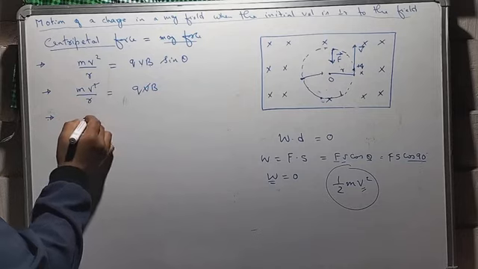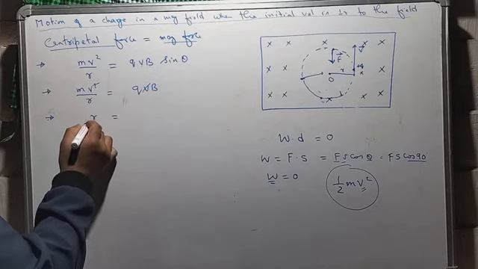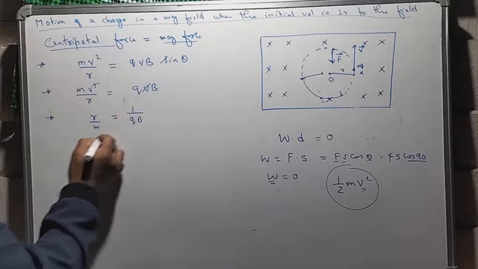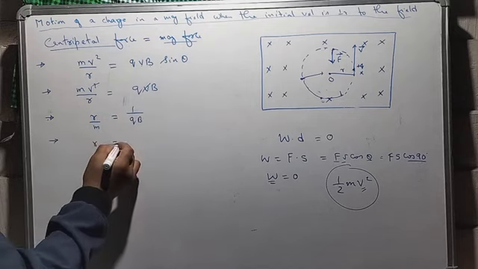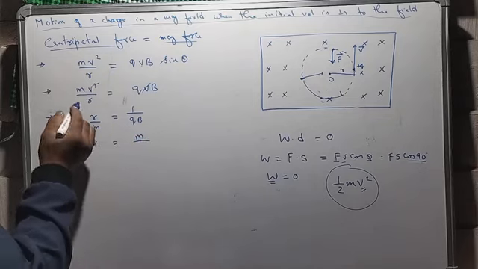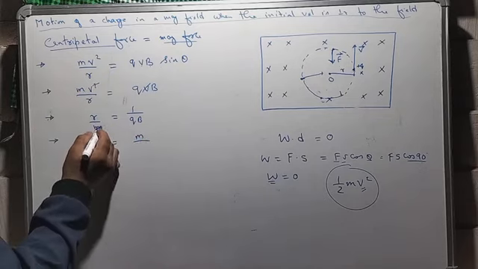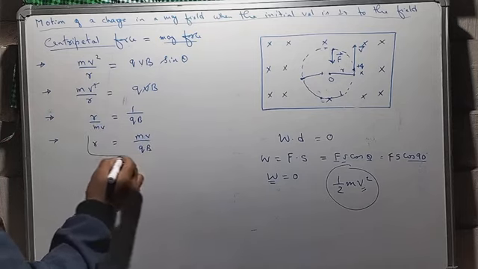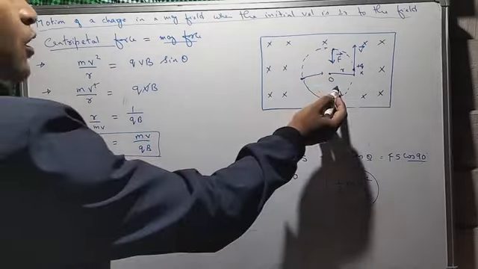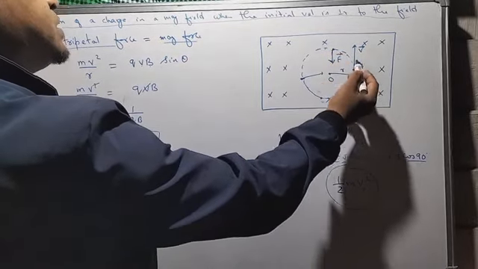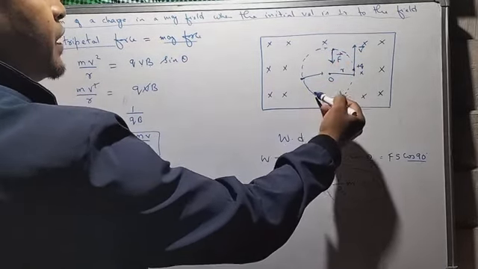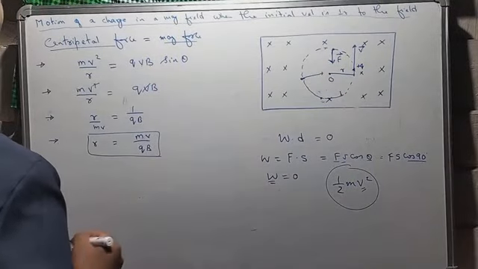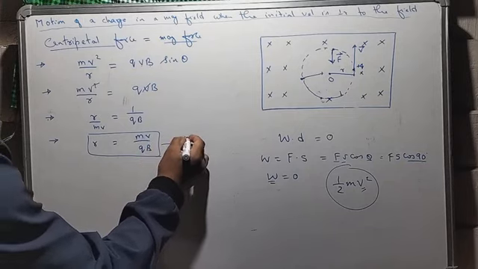So if you find out r, I'll take first the reciprocal, r upon m will become 1 upon qB. So r will be equal to m upon, I think I missed out this factor, mv here. Okay, so r will be mv upon qB. So this is the radius of the circular path which is performed by the charge in a uniform magnetic field. Okay, now I'll name this as equation 1.